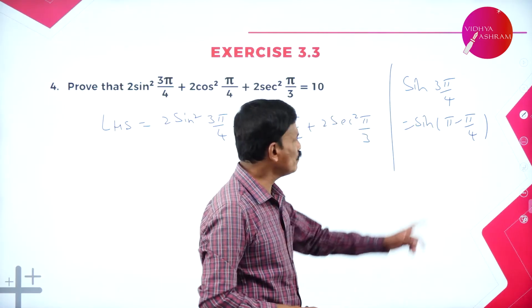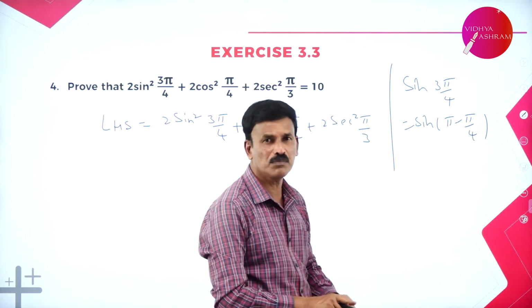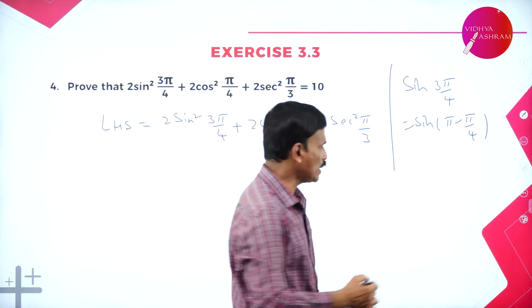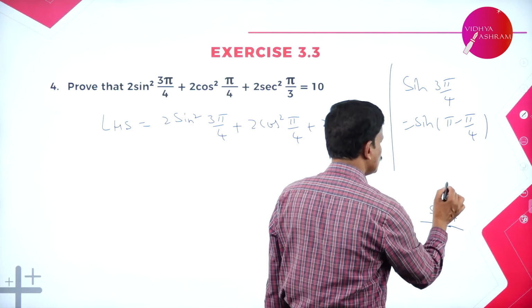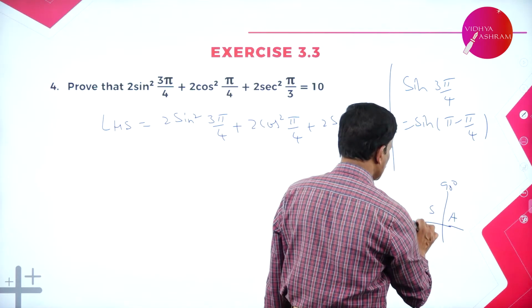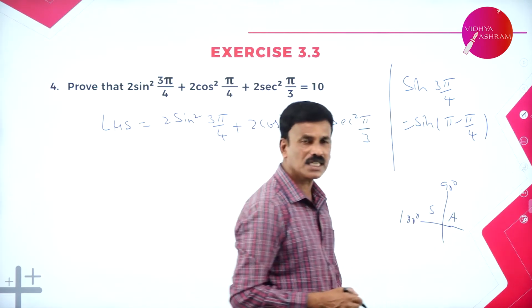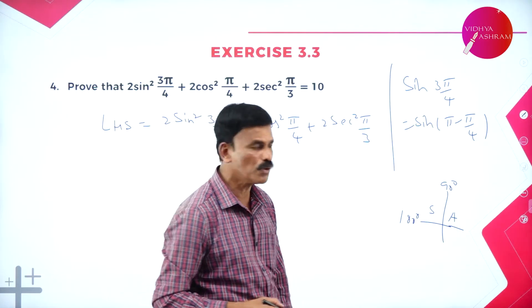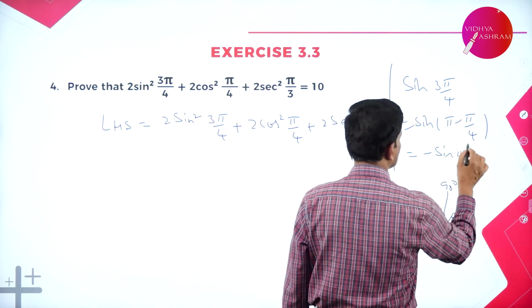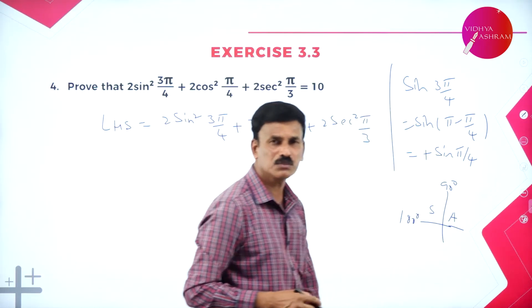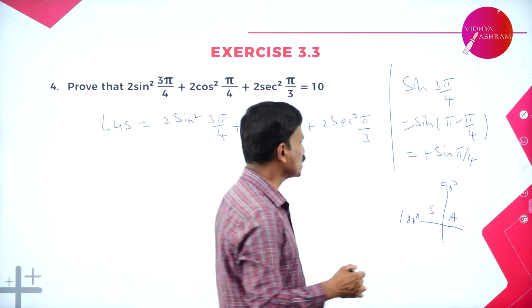See here, take LCM. 4 is the LCM. 4 pi minus pi is 3 pi by 4. What is sine of 180 minus theta? See, again this comes in the second quadrant. So this is 90 and 180. 180 minus theta comes in the second quadrant. In the second quadrant, sine is positive. So sine of 180 minus theta is equal to plus sine theta. It is positive, plus sine theta, so plus sine pi by 4.